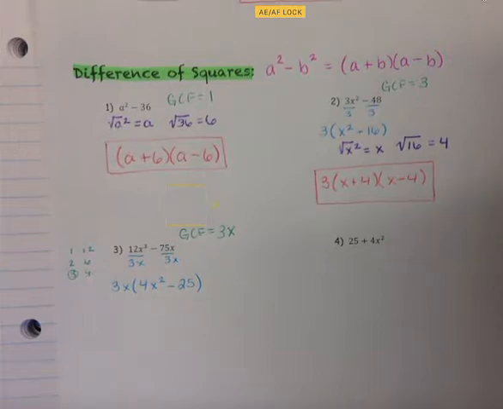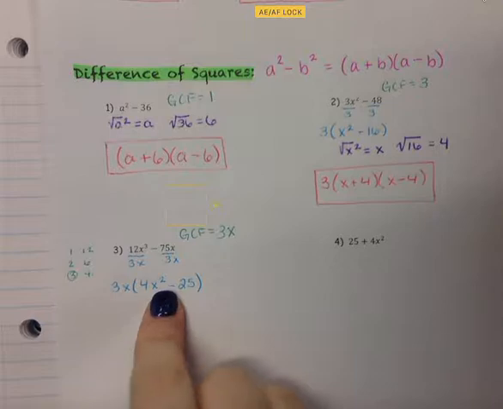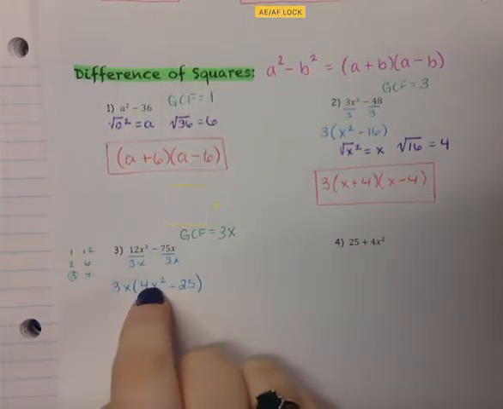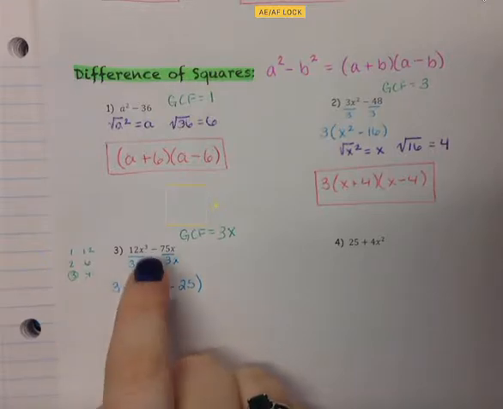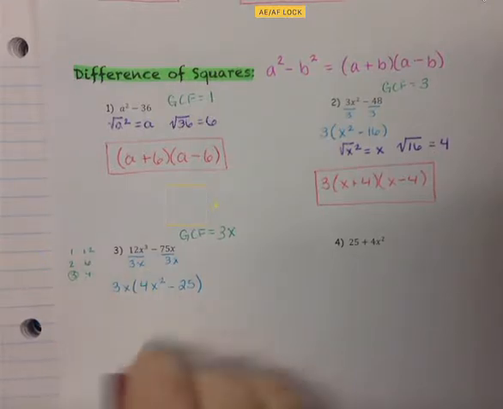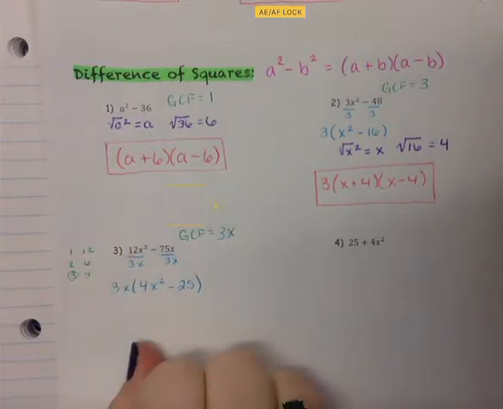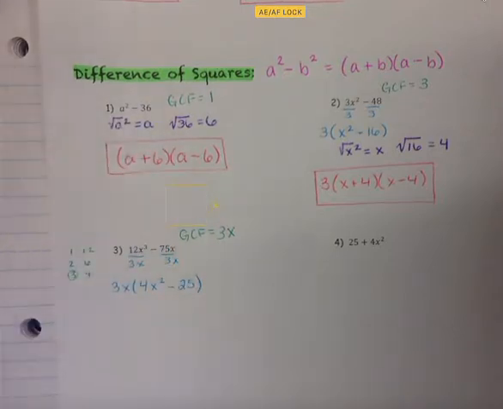That's our GCF. Now, because we do have two terms inside the parentheses, again, we look for difference of squares. 4x squared, this is a monomial, so are all parts of this a perfect square? 4 is a perfect square, and x squared is a perfect square. So this is a perfect square. 25 is a perfect square. So we have two perfect squares. And we have a subtraction, so we have the difference. That means that we can factor this using the difference of squares.